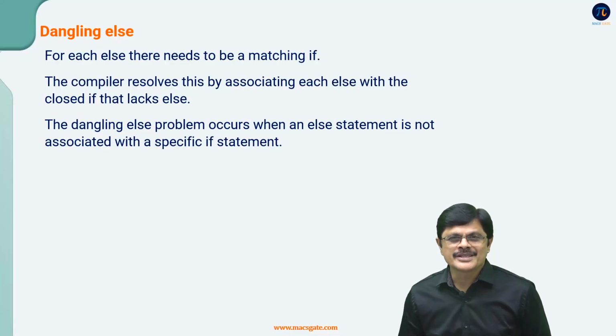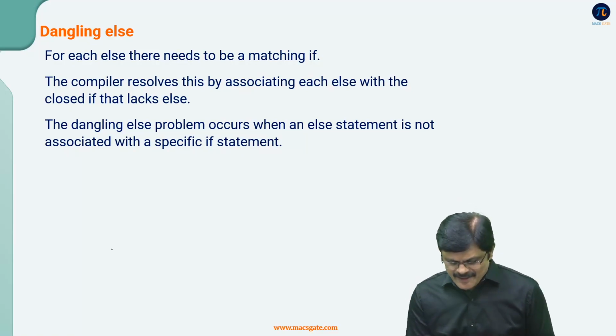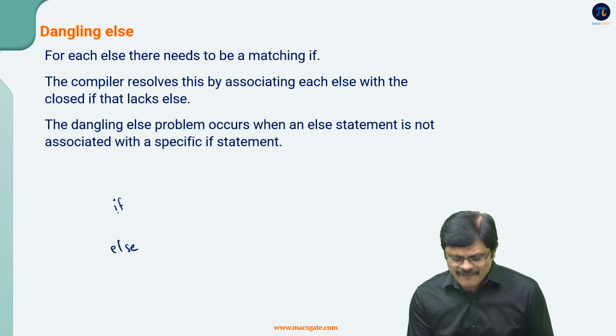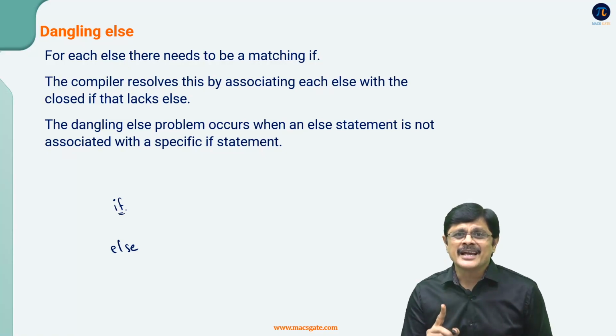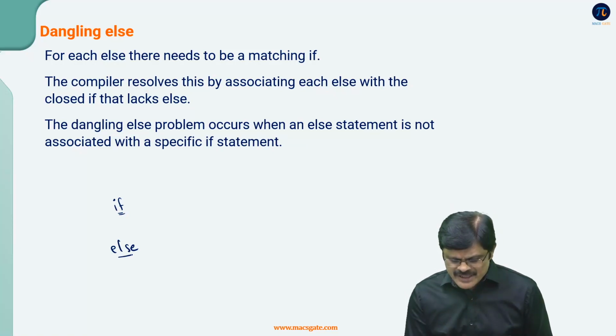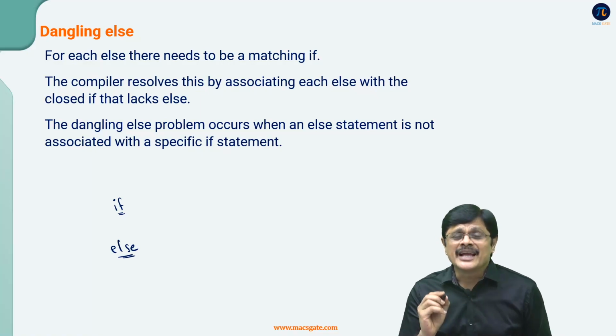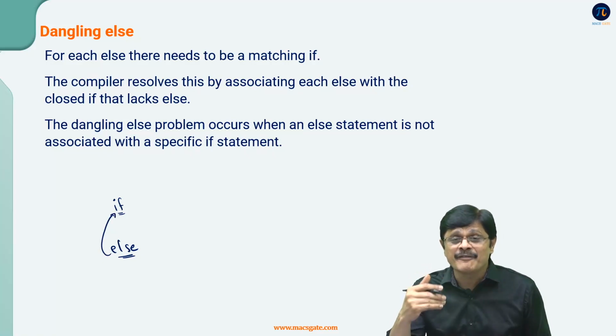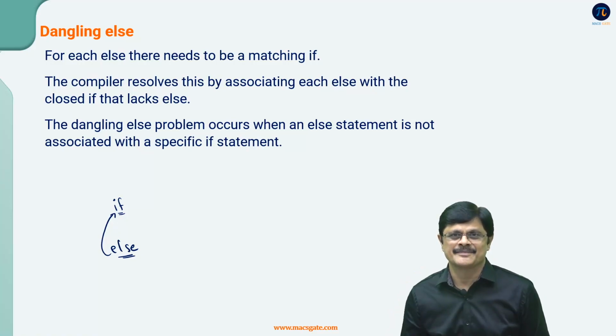Now let us conclude this session with one very interesting problem called the dangling else problem. Dear friends, for every else construct, there should be a matching if construct, otherwise it is an error. The compiler resolves this by associating every else with the nearest if construct which does not have a matching else. So it will associate the else with the nearest if which does not have an else construct.